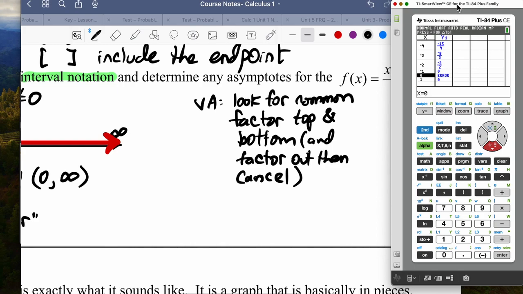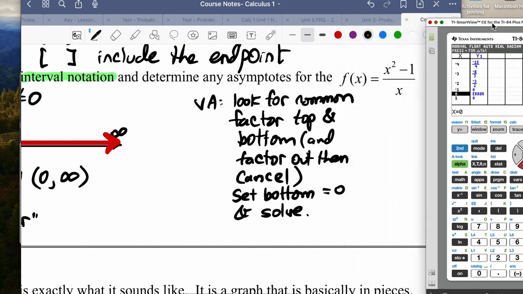All right. So look for a common factor top and bottom, and then factor out, then cancel. All right. Then set your denominator equal to 0. So set bottom equal to 0. And solve. All right. So I used all this space to write how to do it, and I left no space to actually do it. But fortunately, there is no common factor top and bottom, right?